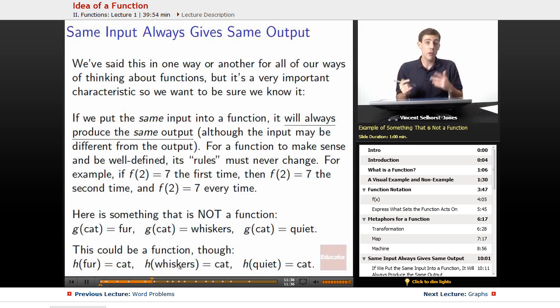But we could have a function that was h of fur goes to cat. H of whiskers goes to cat. H of quiet goes to cat. It's not that there's a problem with having us land on the same place, right? No matter what we put in, the function could spit out cat. It doesn't matter as long as the first set we're coming from can't split as it comes out. We can land on the same place, but we can't be coming from one place and go to two different locations. We always have to follow one rule, and because we're following one rule, we can't land on two different things.